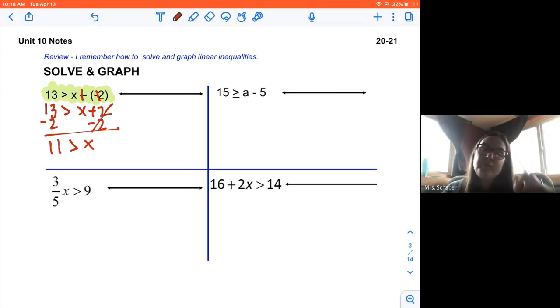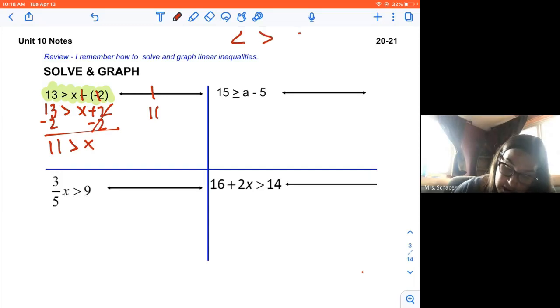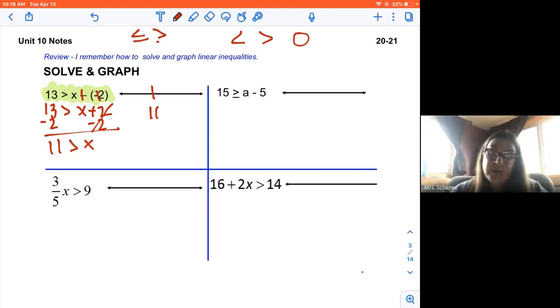Now, when I graph this on a number line, I'm going to put 11, right? Because that's my important number. And from there, I need to decide if it's an open dot or a filled in dot. If it's less than or greater than, it's an open dot. If it's less than or equal to or greater than or equal to, which means that it includes the number we're talking about, then it's going to be a filled in circle. So when I look at this, I have that 11 is more than x, so it's going to be an open circle. It doesn't include x, it's more than x, 11 is more than that.